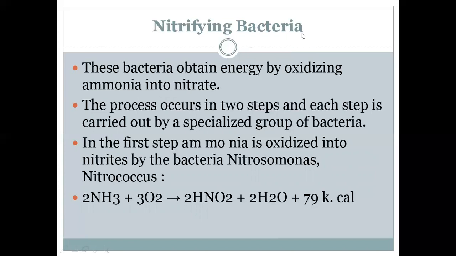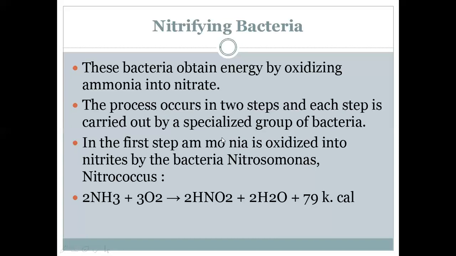So nitrifying bacteria are converting ammonia into nitrate. The process occurs in two steps and each step is carried out by specialized group of bacteria. In the first step, ammonia is oxidized into nitrites by the bacteria Nitrosomonas and Nitrococcus. Okay, so the conversion of ammonia into nitrate is happening in how many steps? Two steps.